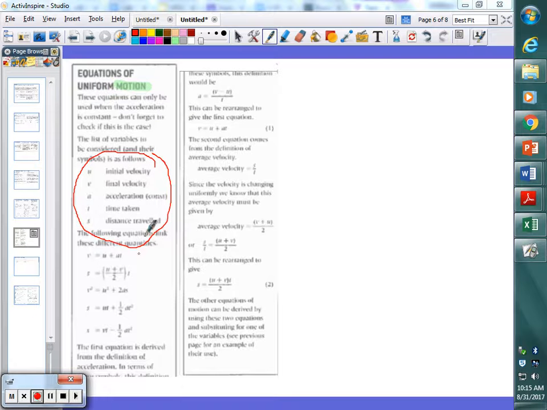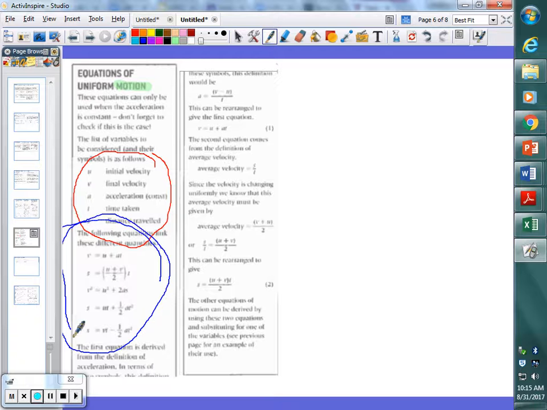Alright, so when we talk about an object moving with constant acceleration, we look to measure these 5 things: initial velocity, final velocity, acceleration, time, and then the displacement. Okay? Then what we find is that these mathematical relationships hold true for objects moving with constant acceleration.